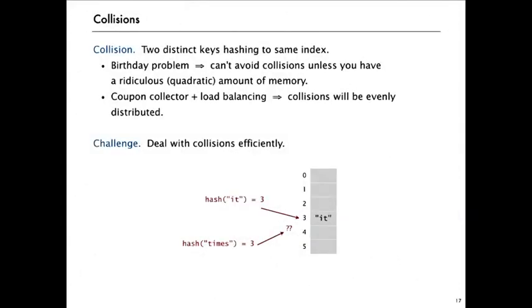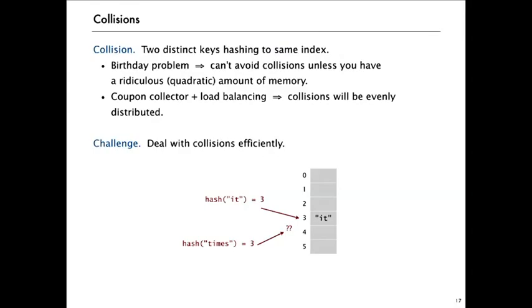Next, we'll look at separate chaining, a collision resolution strategy that makes use of elementary linked lists. So what are we supposed to do when two different keys hash to the same index? The birthday problem tells us that we're going to have collisions. You need a quadratic amount of memory to avoid collisions.